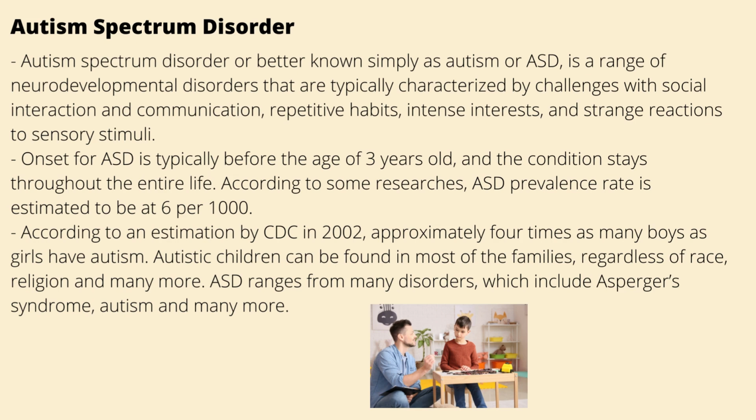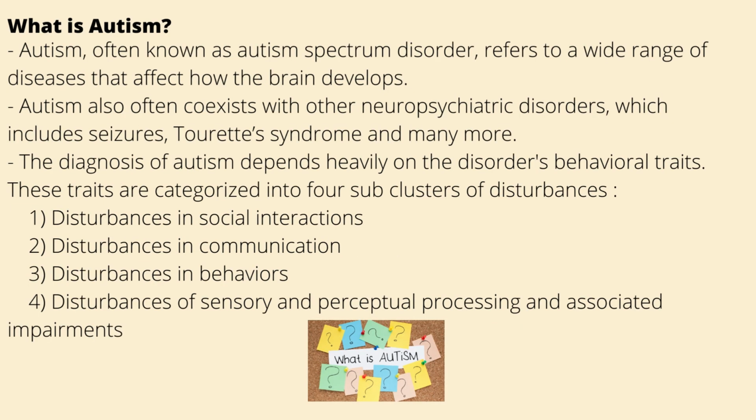According to an estimation by CDC, approximately 4 times as many boys as girls have autism, which means more boys have autism compared to girls. Autistic children can be found in most of the families, regardless of race, religion, and more. ASD ranges across many disorders, which include Asperger syndrome, autism, and many more.